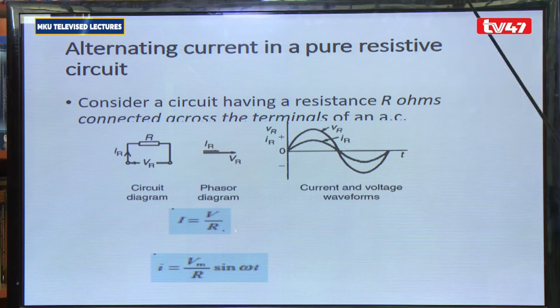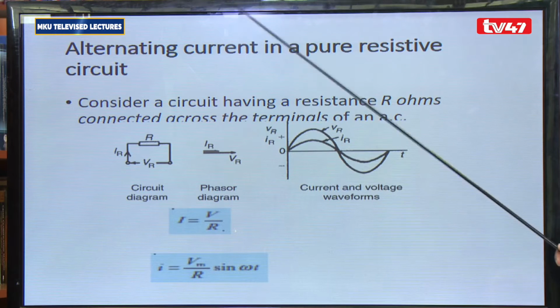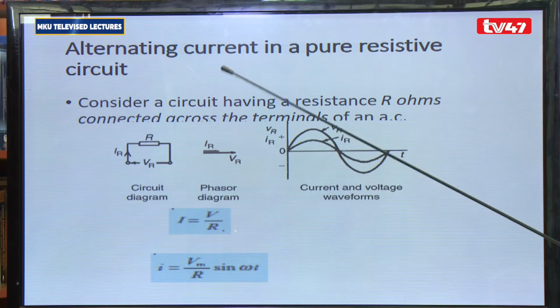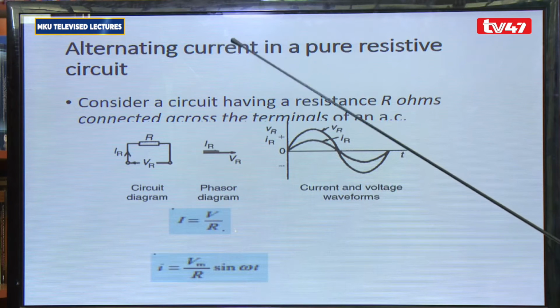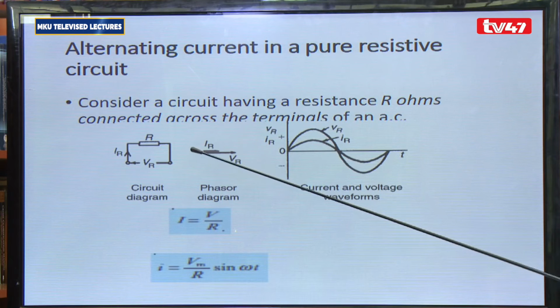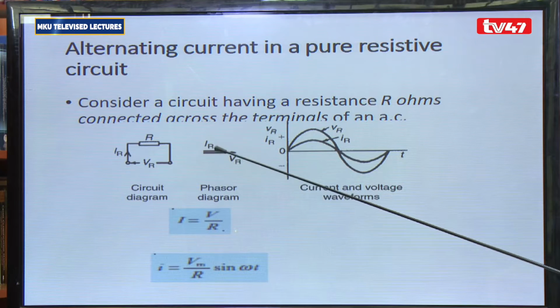Now, the phasor diagram, as I mentioned earlier, shows that current and voltage across the resistor are usually in phase. They move together. There is no phase difference. That's why they have been drawn on a horizontal or the same line like this.